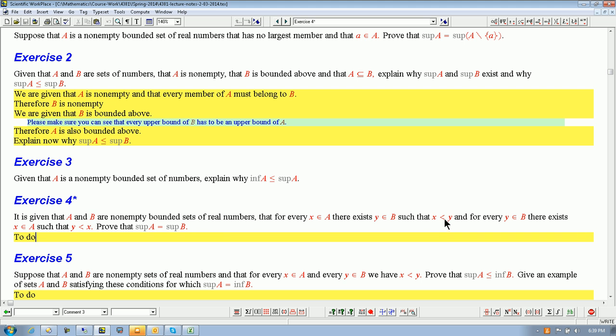You know what this is saying? You know what this is really saying? A member of A will never ever be an upper bound of B. That's what this is saying. For every X in A, I'm giving you a guarantee that X cannot be an upper bound of B because there exists a member of B that is bigger. See? And I'm also telling you that for every Y in B, there exists X in A that is bigger than Y. You see?